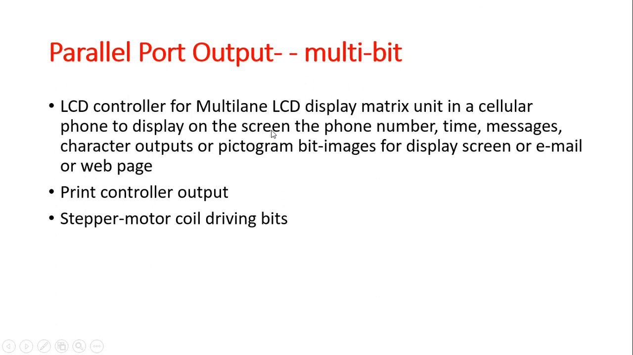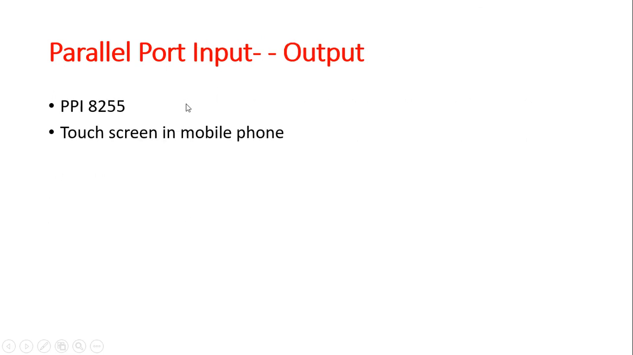The LCD controller for the multi-line LCD display matrix unit in a cellular phone to display on the screen the phone number, time, messages, characters, and output or the pictogram image for display on the screen, or email or web page. Print controller output, and stepper motor coil driving bits. The parallel port input and output, that is a parallel port interface of 8255 and touchscreen in mobile phones.